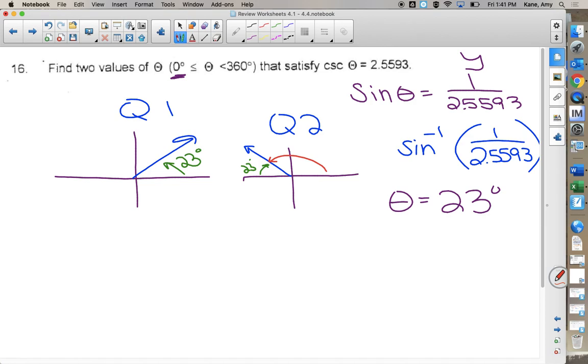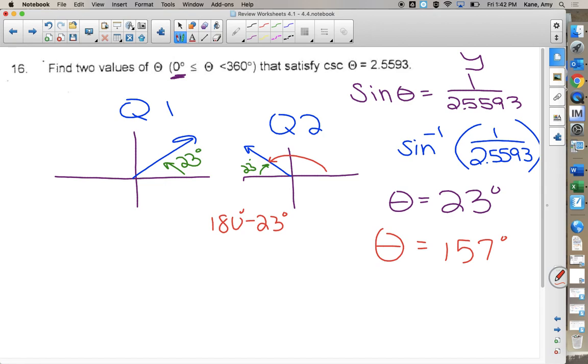So, Abby, how would you get the angle in the second quadrant? Yeah. And Abby, that second angle is 157. Questions?